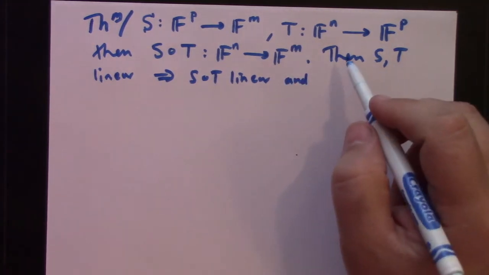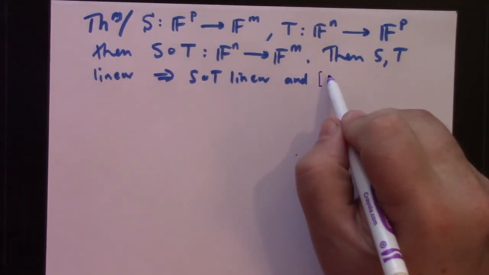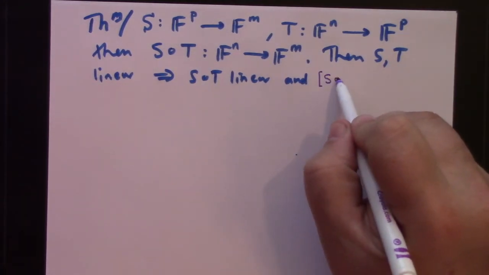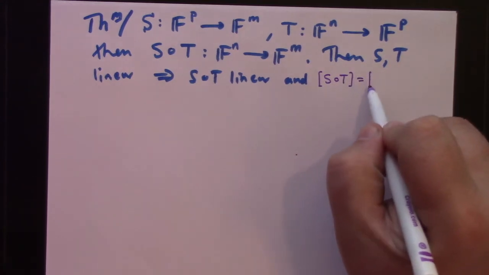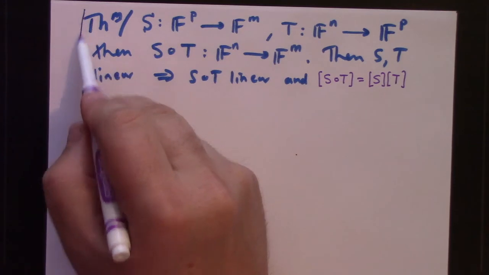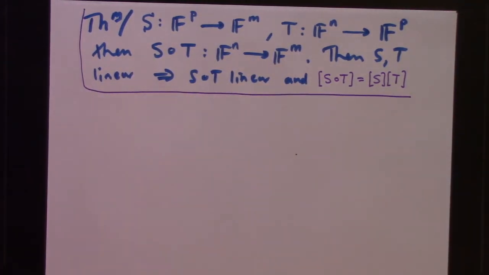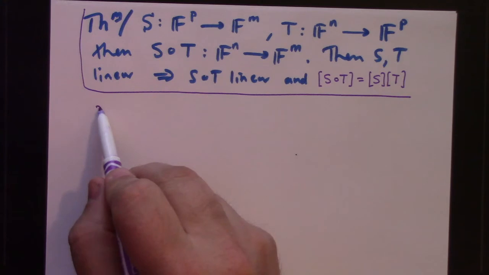And here's the punchline, which I will write in a marker, which actually allows me detail. The matrix of S composed with T is in fact the matrix of S times the matrix of T. And in fact, this explains, in retrospect, why we defined matrix multiplication as we did. Okay, so let's work on this. Let's see if we can work it out.